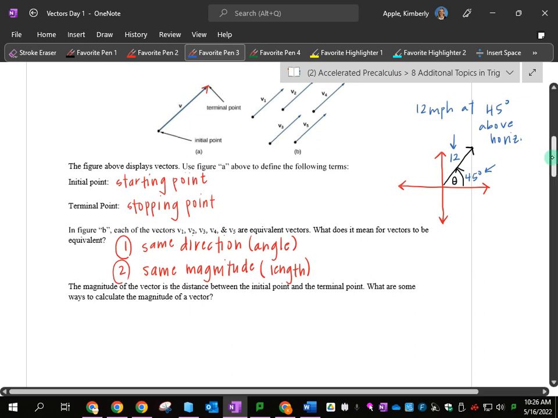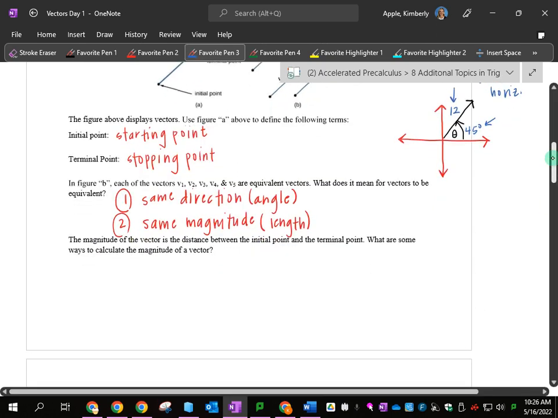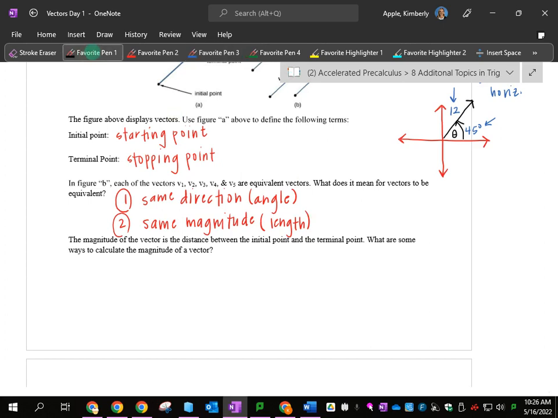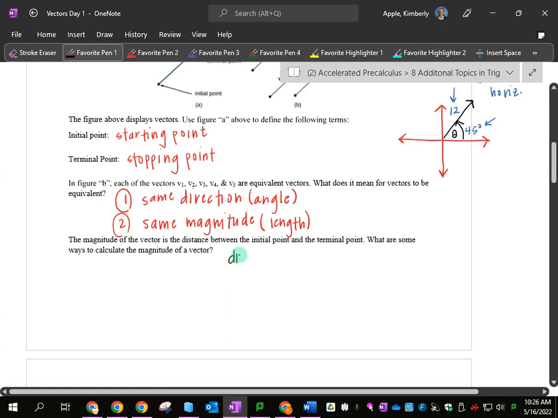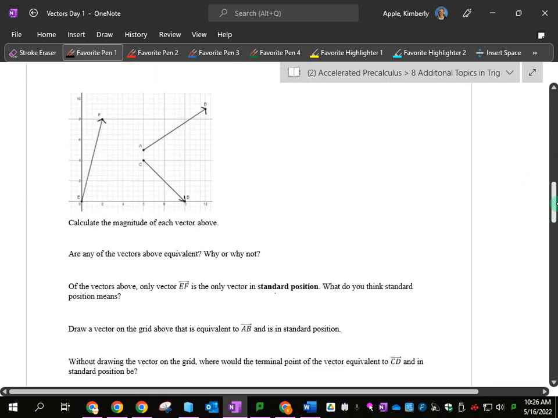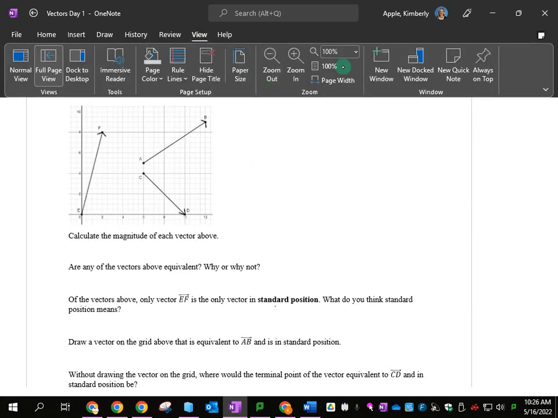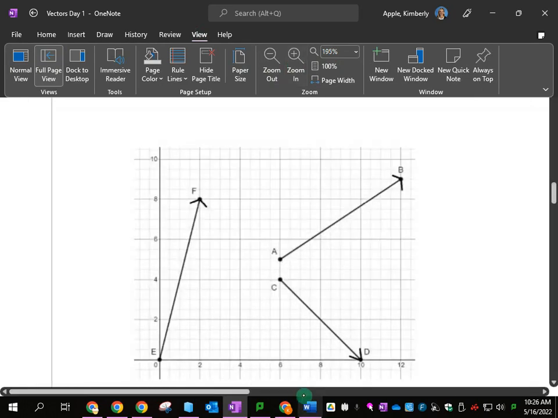So the magnitude of the vector is the distance between the initial and terminal points. What are some ways we can calculate that? Well, you can use the distance formula if you like that. Or you can use what we got the distance formula from, which is the Pythagorean theorem. You can construct a triangle where the hypotenuse is just the length of the vector. All right, let's do a few. We're going to calculate the magnitude of these vectors. I'm going to zoom in.